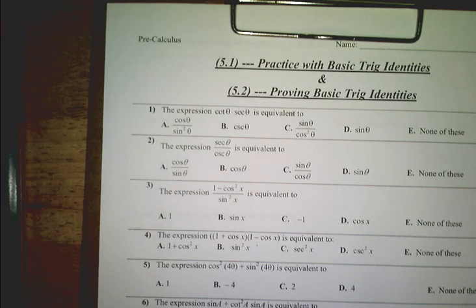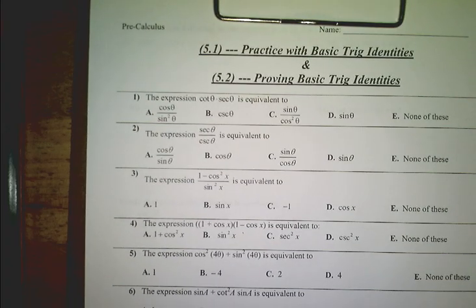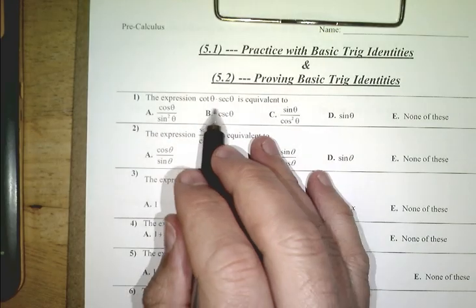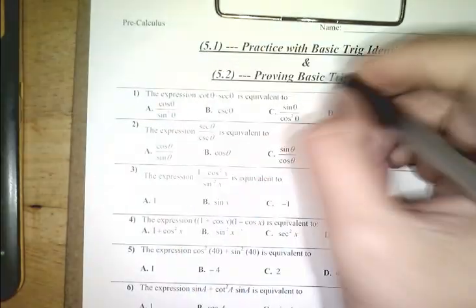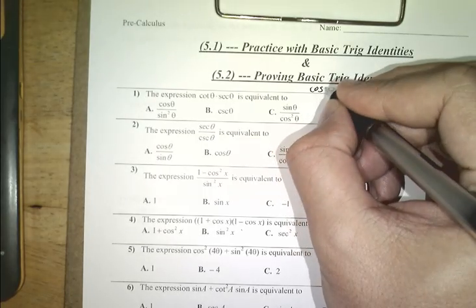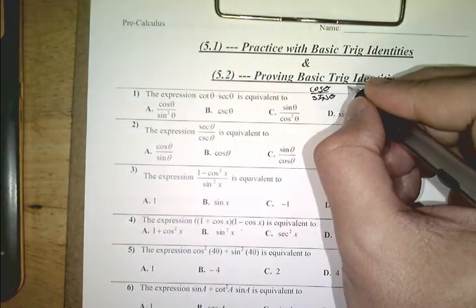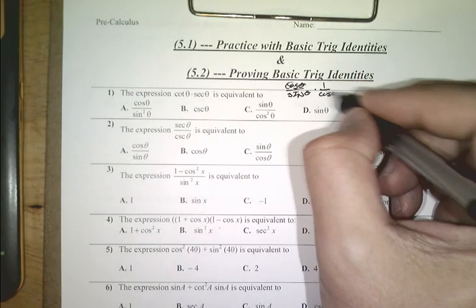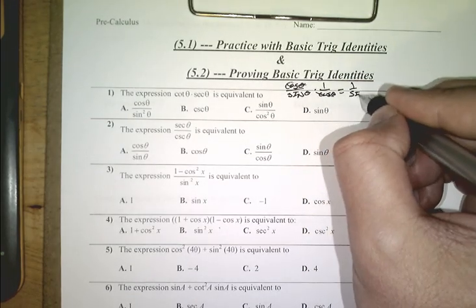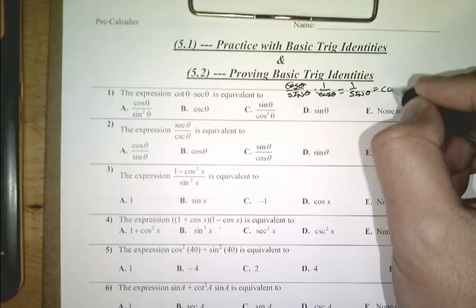Okay, proving basic trig identities. So this is more trig identities. The expression cotangent theta secant theta is equivalent to what? So cotangent is just cosine over sine theta, and secant is 1 over cosine theta. When you multiply these two together, the cosines cancel out, leaving 1 over sine theta, which is cosecant theta. And so that first one is B.